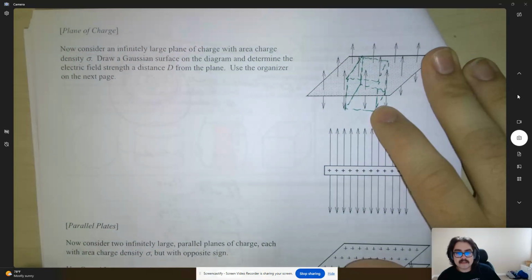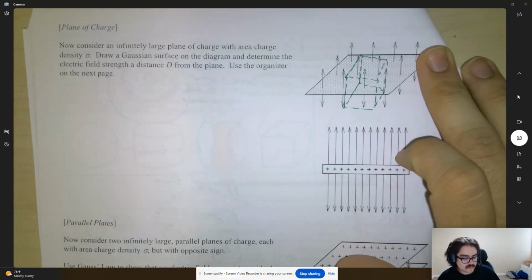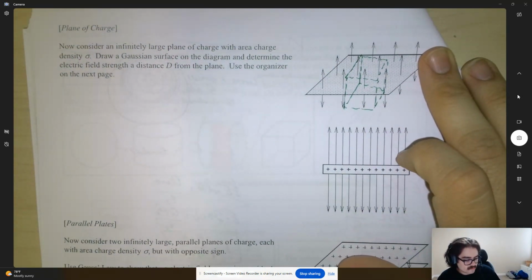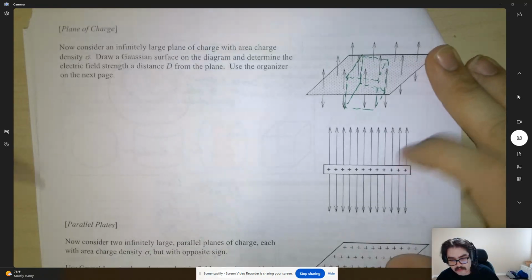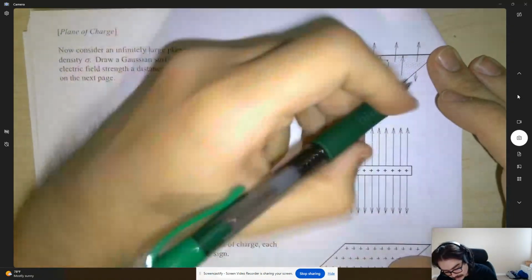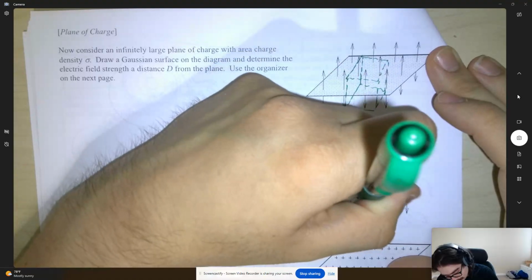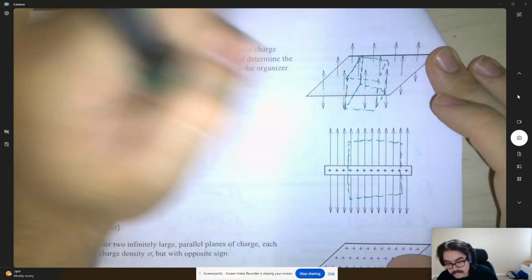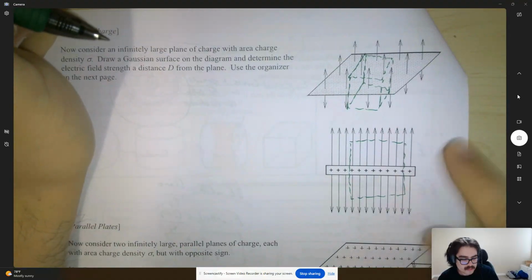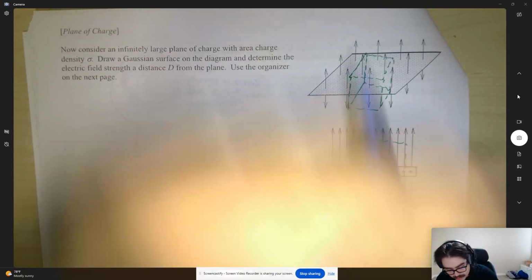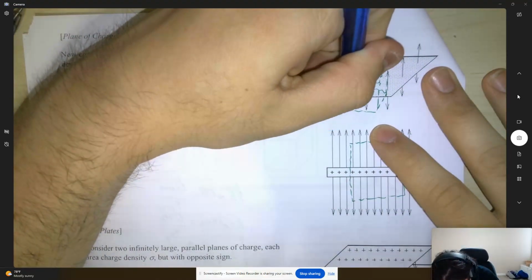Okay, so there's my cube. I've drawn it over the surface. And what's actually happening is, let me also give you a side view here too. Here's my side view. Half of it is being cut in half basically by the Gaussian surface.